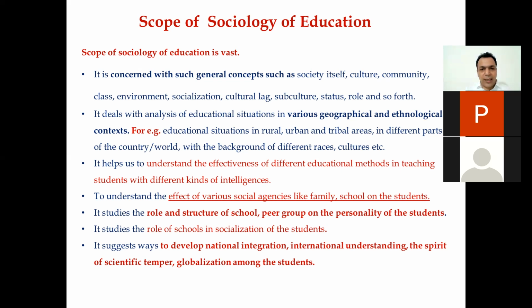So all these things come under the scope of sociology of education, which we will discuss in detail in the coming chapters. Here we have to write that all these things come under the scope of sociology of education, right, guys? Next, scope of sociology of education: analysis of educational institutions in various geographical and ethnological contexts, right?